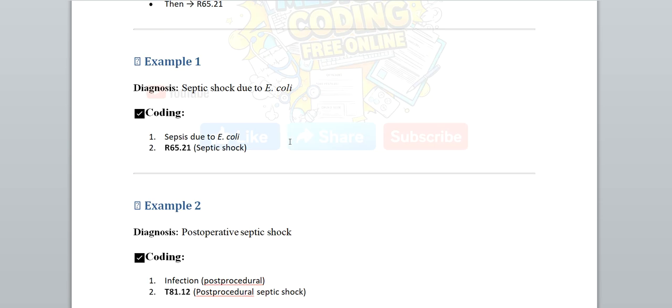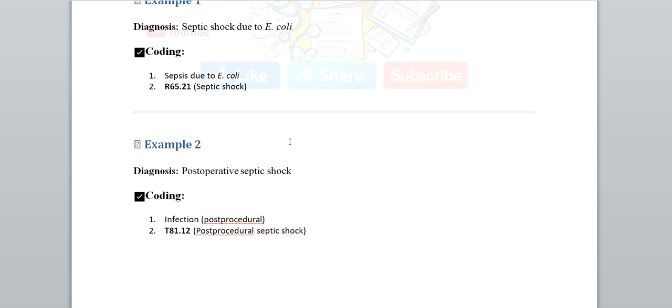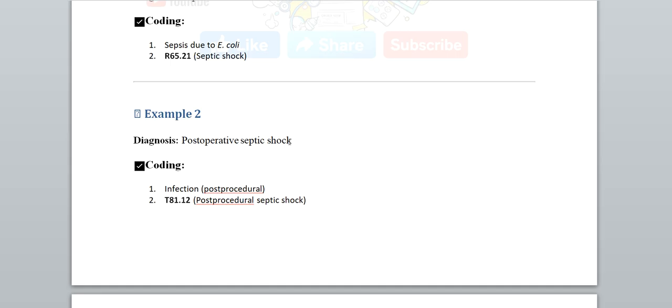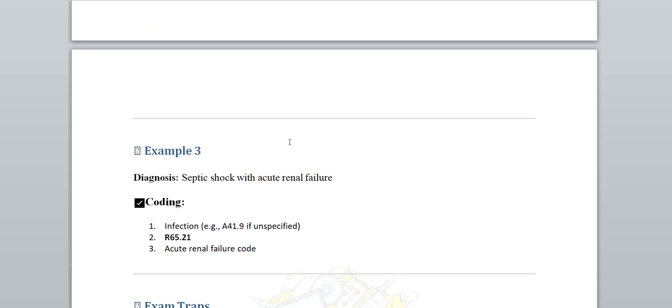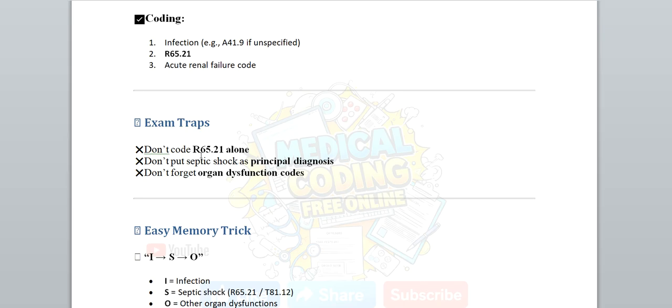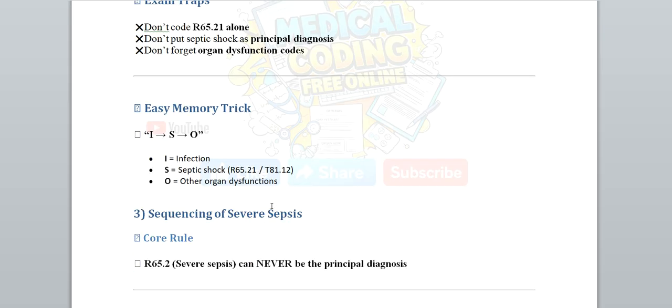So, postoperative septic shock: infection post-procedural, T81.12, post-procedural septic shock. For example, septic shock with acute renal failure. The infection is first, second is septic shock, R65.21, then renal failure. So don't put R65.21 alone. Don't put septic shock as principal diagnosis. Don't forget the organ dysfunction code. Easy memory: infection, septic shock R65.21, T81.12 post-procedural, or other organ dysfunction.